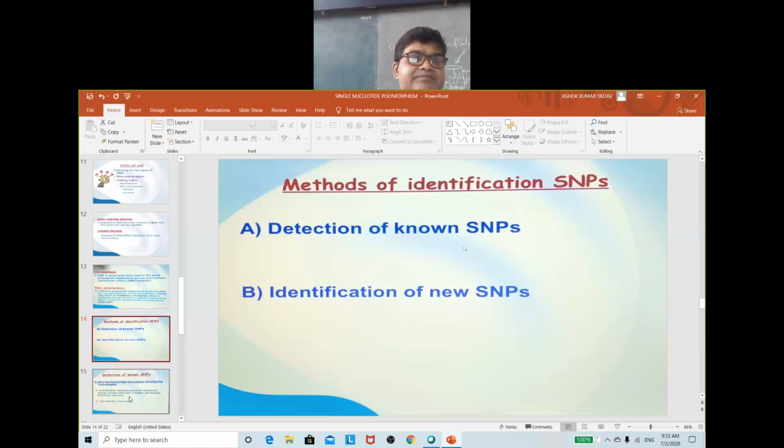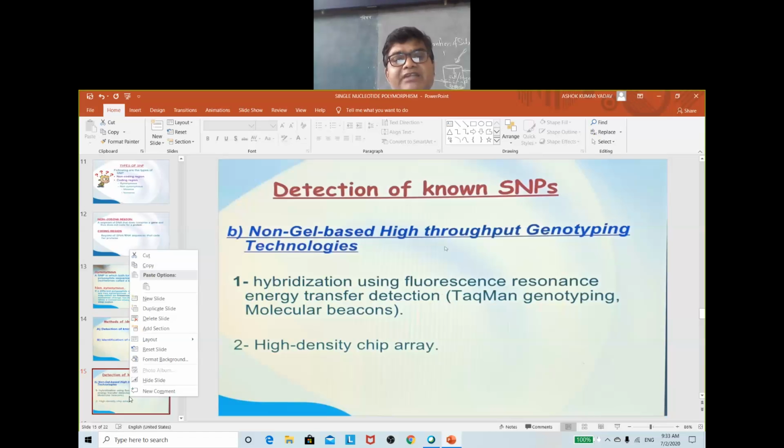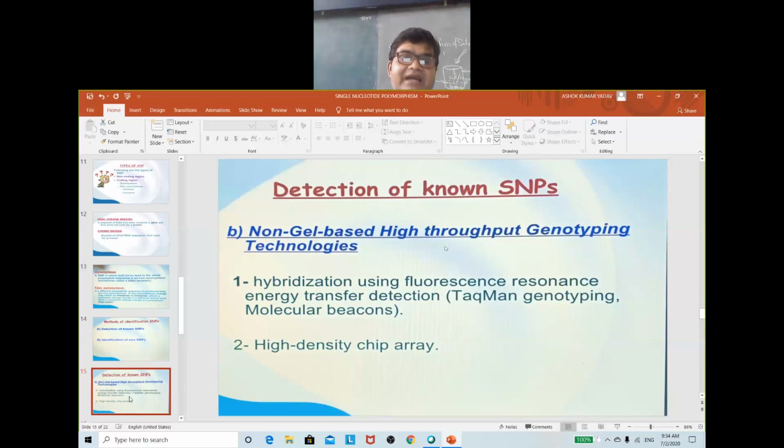Okay, next, detection can be done by non-gel based genotyping technology, hybridization with fluorescent resonance and high density chip array technology. So this chip-based SNP technology is a more advanced method for detection of particular nucleotides than the DNA microarray technology. With the help of DNA microarray technology we can detect a limited number of genes, but with the help of the SNP technique we can detect a much larger number of genes.